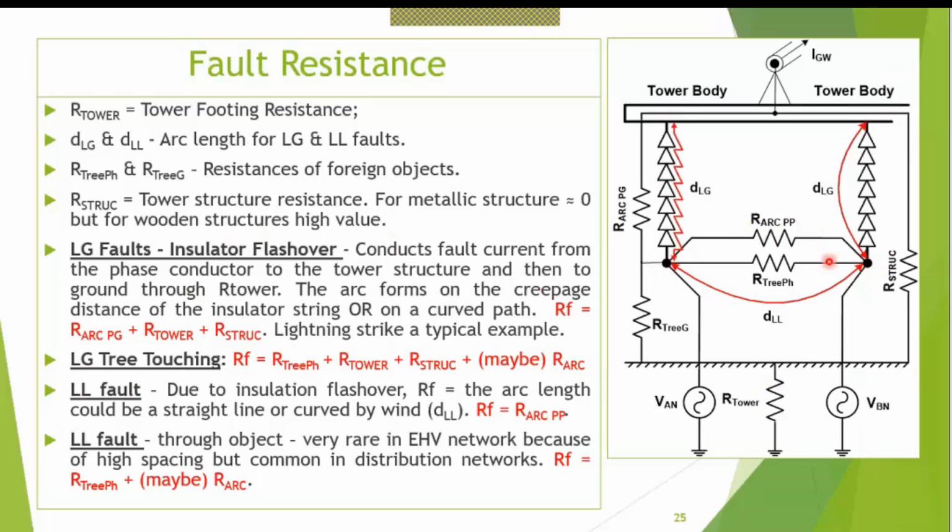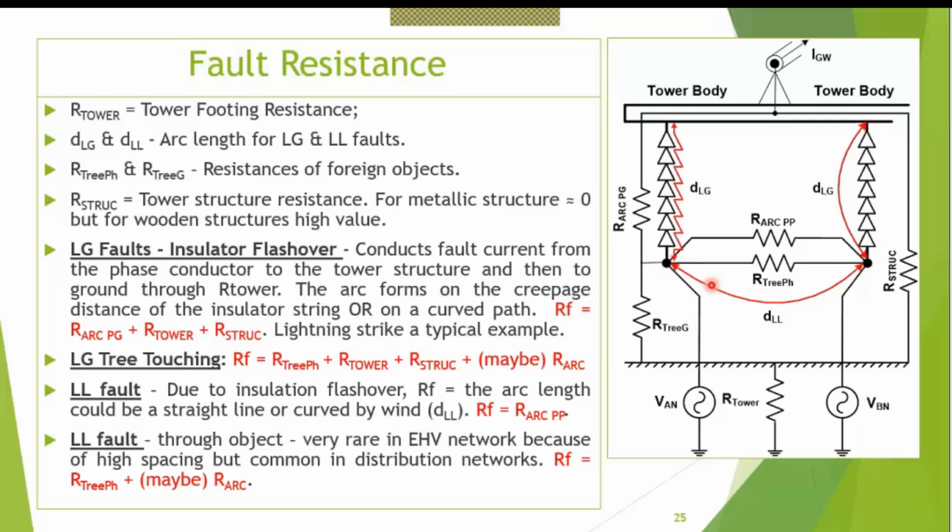The distance involved, DLL, is the phase to phase conductor distance. And probably the wind will carve out this arc a little bit. So we do not take the straight line phase to phase distance. We take the maximum curvature possible, that is pi, the semi-circumferential arc. Suppose the wind is carving this arc so much that it becomes a semicircle. That is probably the maximum that can happen.